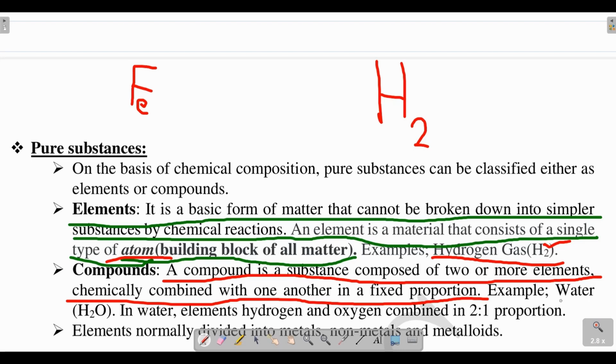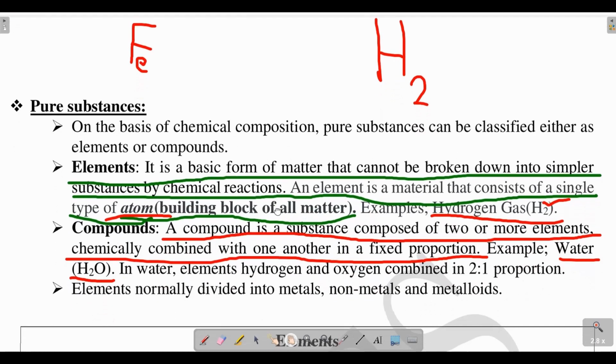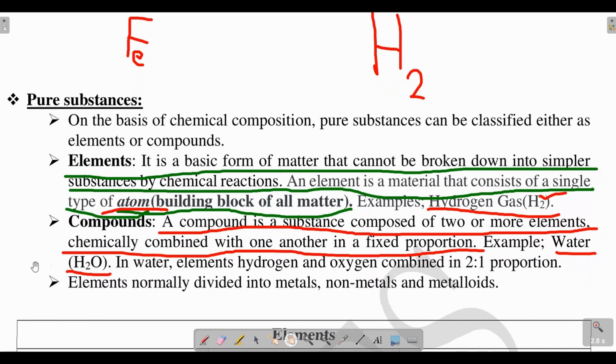For example, water is a compound. Here you can see H2O. This hydrogen and oxygen are chemically combined in the proportion 2:1, 2 hydrogen and 1 oxygen. Clear? Even though it consists of hydrogen and oxygen, it is not considered an impure substance or mixture. It is still a pure substance because it is a compound. We will discuss the difference between compound and mixture later in this section so that you will get a clear idea.